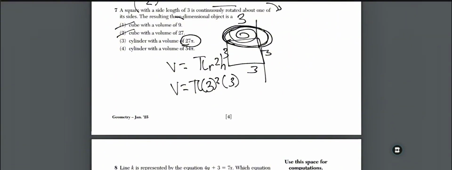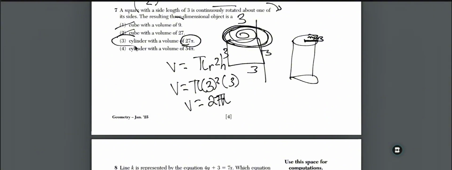Because again, if we think of a cylinder and the shape that it forms, right? Not the best cylinder, but if a square is being rotated about its side, it's only going to form half of the circle. So the radius of it is going to be 3. And when I put these into my calculator, I'm going to get 27 pi. And that is answer choice number 3. Okay? This is on your formula sheets.